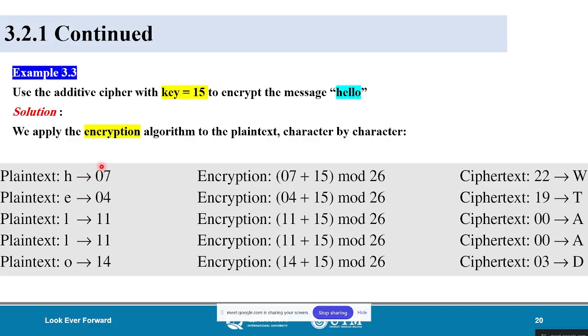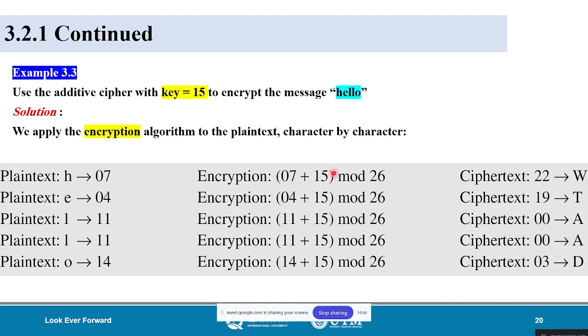Now we have the position of each one. We will encrypt it. How? We say that the position is 7, and the key is 15, so 7 plus 15 mod 26. Now this would be 22 mod 26. Now, Mr. Bowen, we talked about this. We said how we will do this. Is that correct? Yes. Now you know how to do it. Is that correct? Yes.